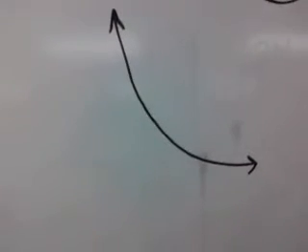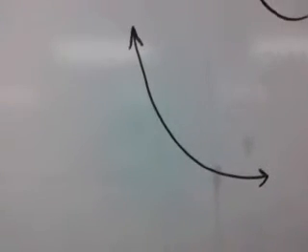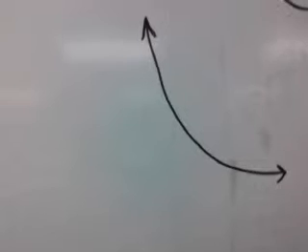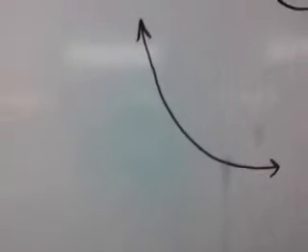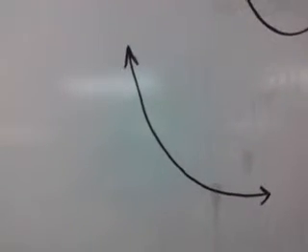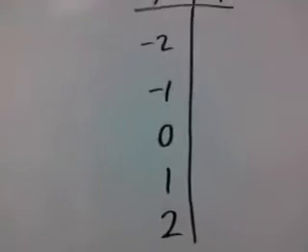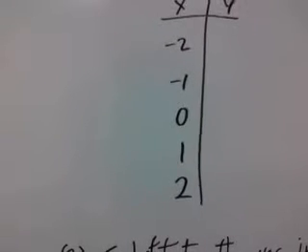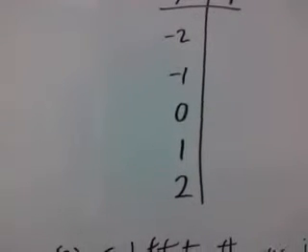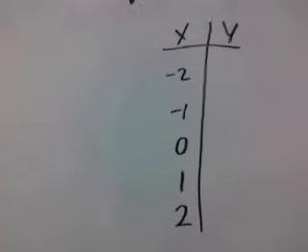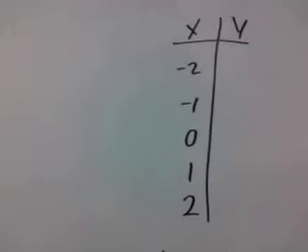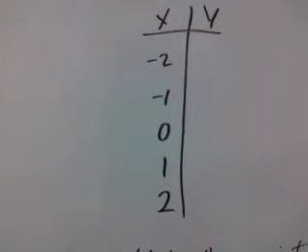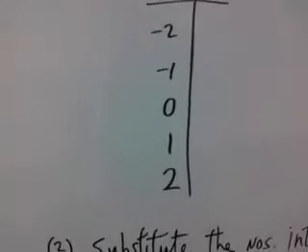But as you can see, this is not a linear function. For a linear function, you have a straight line. And this is not a straight line, it's a curved line. But once again, we always start out with x equals -2, x equals -1, x equals 0, x equals 1, and x equals 2. Now what we have to do, class, is substitute these numbers into the function and find y.